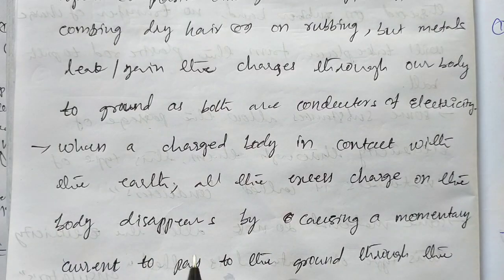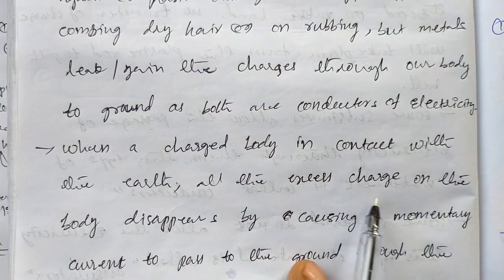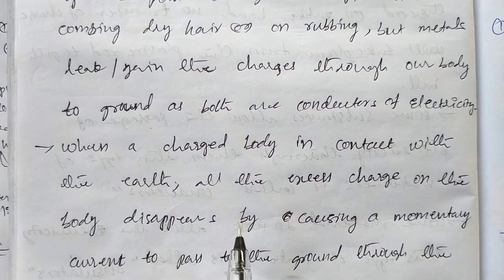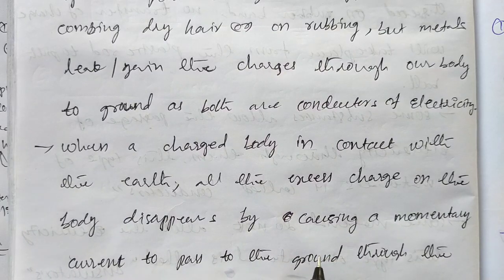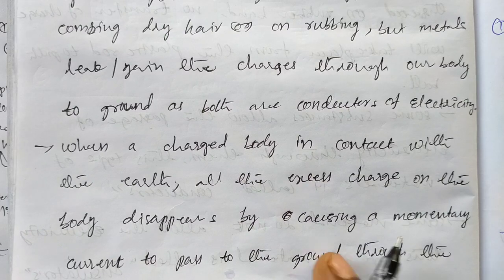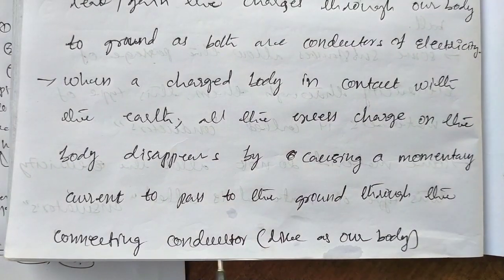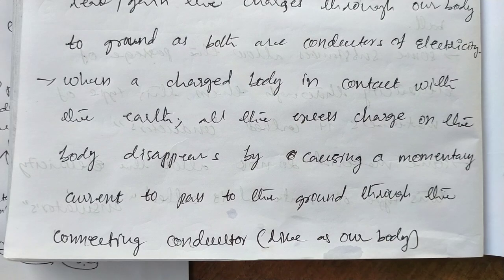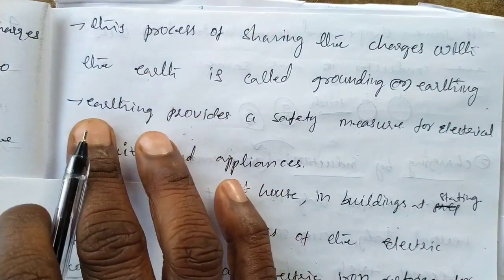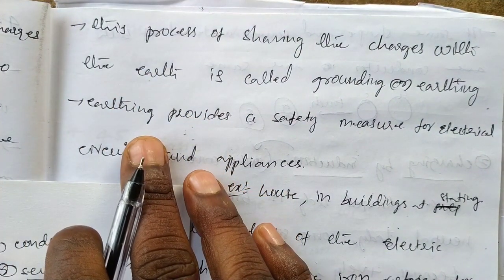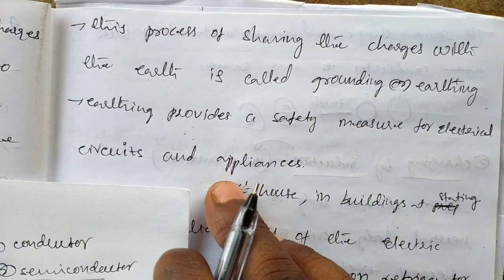When a charged body is connected to the ground, the charge on the body disappears, causing a momentary current to pass through the ground via the connecting conductor, like our body. This is the process of sharing charge carriers with the earth. This is called grounding or earthing.